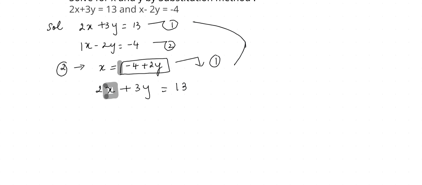That I'm going to put it here. So I'm going to substitute for x. So instead of x, I'll put minus 4 plus 2y into 2x plus 3y is equal to 13. And now what do I get? I have got an equation solely in terms of y.